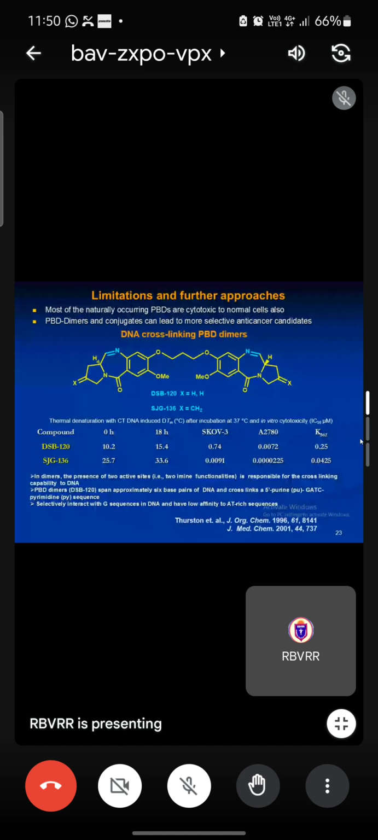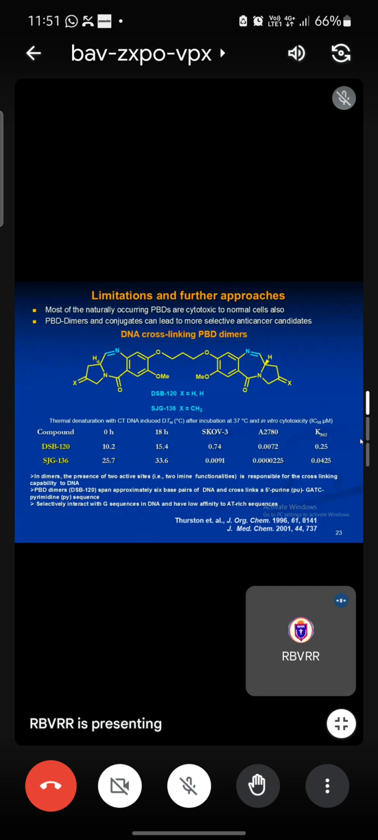And you can see that one of these molecules went up to phase 3 clinical trials, and you can see the type of activity it has. It is highly active, highly cytotoxic. Also, they had selectivity with G sequences in DNA and low affinity to AT-rich sequences. The DNA cross-links at the 5' purine-GATC-pyrimidine sequence. So this is where you have improved the sequence selectivity.